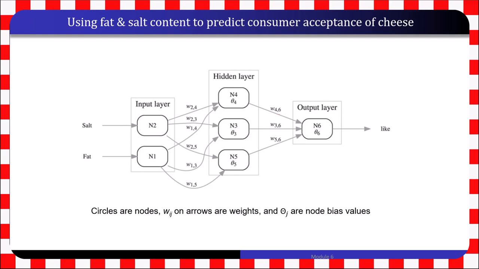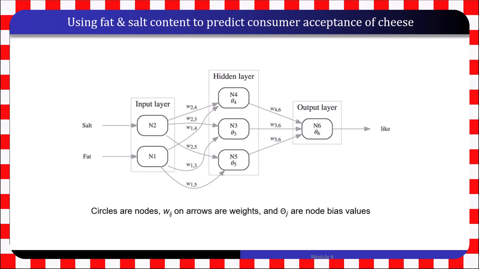The nodes are numbered in the example from N1 to N6. Nodes N1 and N2 belong to the input layer. Nodes N3 to N5 belong to the hidden layer, and node N6 belongs to the output layer. The values on the connecting arrows are weights, and the weight on the arrow from node I to node J is denoted by Wij. The additional bias parameters denoted by theta serve as an intercept for the output from node J.